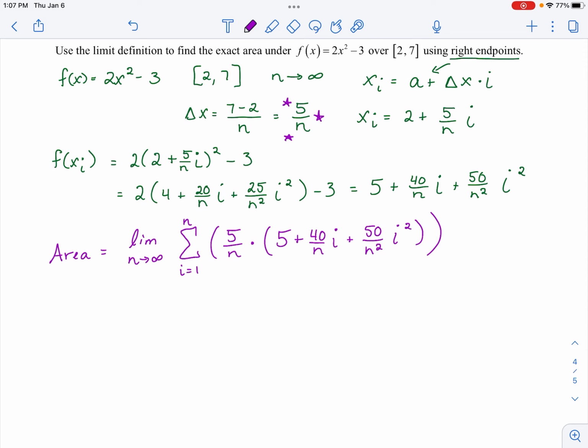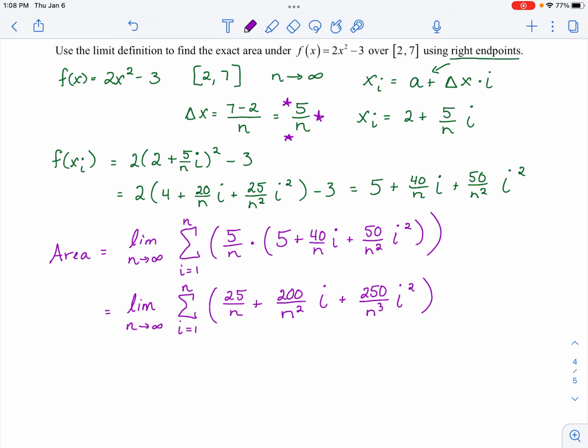Now I'm going to clean this summation up a little bit, just so algebraically it's a little bit easier. So I'm going to continue writing limit as n approaches infinity until I actually find the limit. And I haven't started applying summation formulas yet, so I'm still going to write that I have a summation to do. I'm going to clean up the inside, so 5 over n, I'm going to distribute that in. So I'm going to get 25 over n plus, let's see, that's 200 over n squared times i. And then I've got 250 over n cubed times i squared.